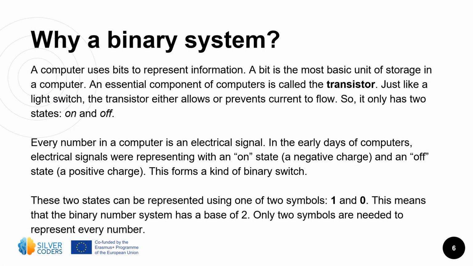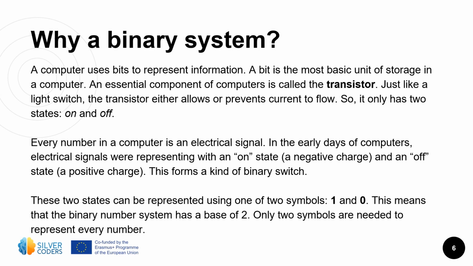A computer uses bits to represent information. A bit is the most basic unit of storage in a computer. An essential component of computers is called the transistor. Just like a light switch, the transistor either allows or prevents current to flow. So, it only has two states, on and off.